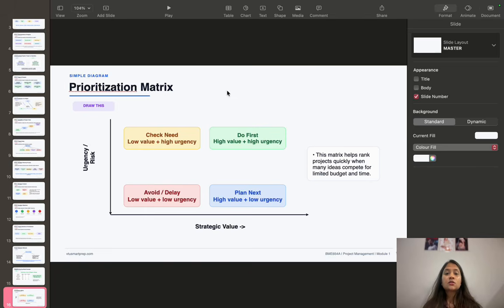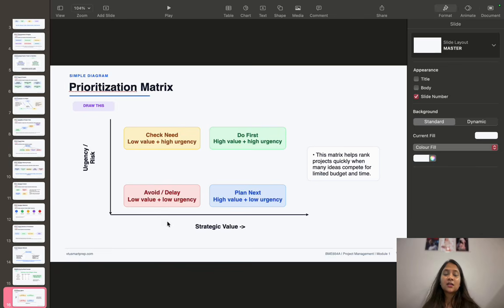Prioritization matrix. This is a simple diagram that can be used in prioritization. Answer: the matrix compares projects based on strategic value and urgency or risk. If the project has high value and high urgency, it should be done first. If the project has high value but low urgency, it can be planned next. And if the project has low value and low urgency, it can be avoided or delayed.